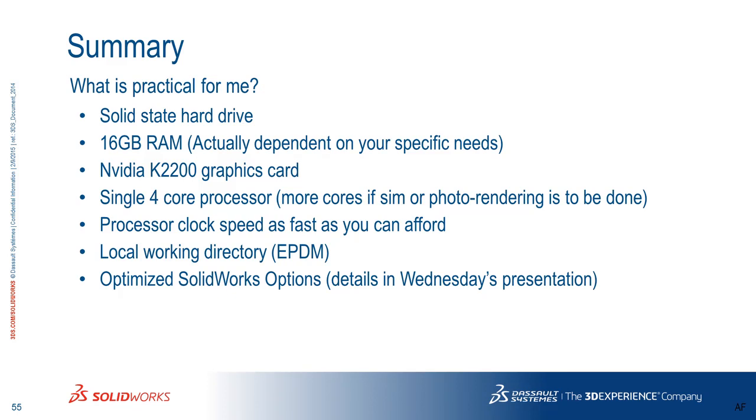An NVIDIA K2200 graphics card. That gives you that kind of middle ground between the high end that's not going to buy you anything and the low end that will have holes in its performance for you. There will be places where it lags for you. A single 4-core processor. You need more cores if you're doing sim and photo rendering, so then you need to start looking at other options to get those extra cores. Processor clock speed, as fast as you can afford. Just make it scream.